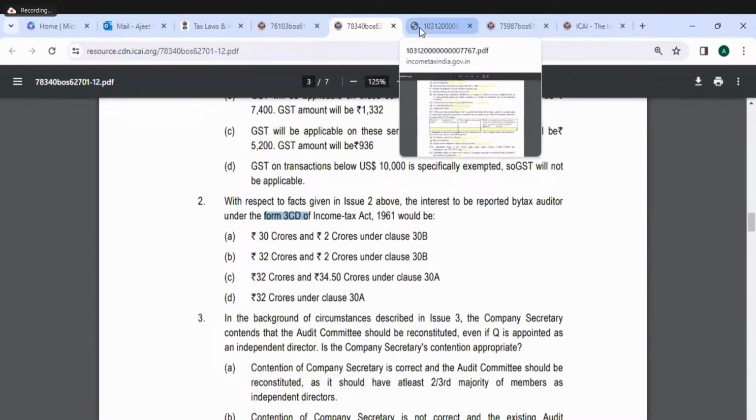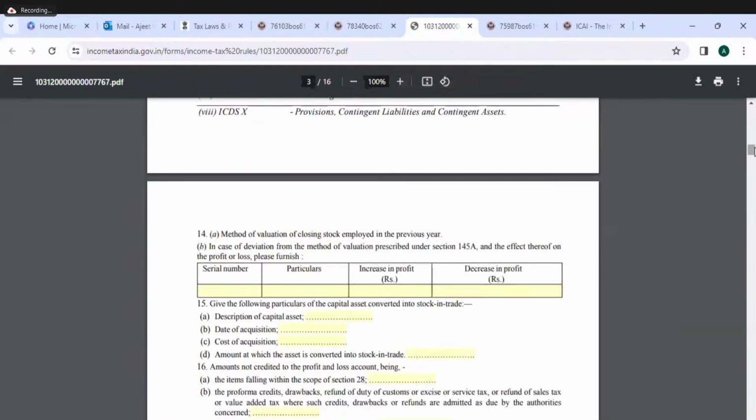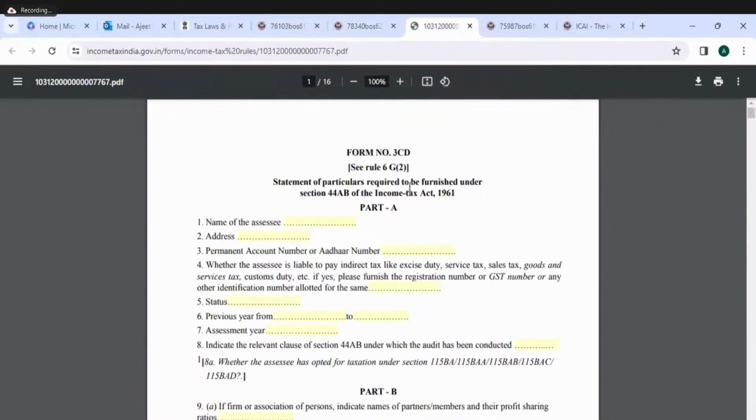What are the form 3CD clauses? Is there any clause in respect of this transaction, that transaction which relates to 94B and disallows some interest portion in the hands of an Indian company or PE of a foreign company? So I'll just open the form 3CD. This is the form 3CD. Form 3CD is prescribed by rule 6G. That is the statement which has to be furnished under section 44AB of the Income Tax Act 1961.